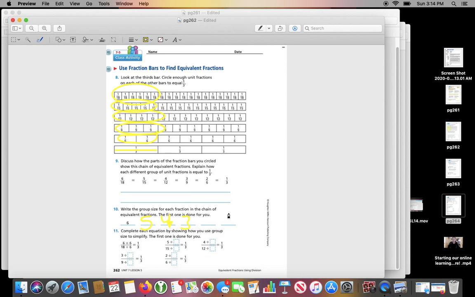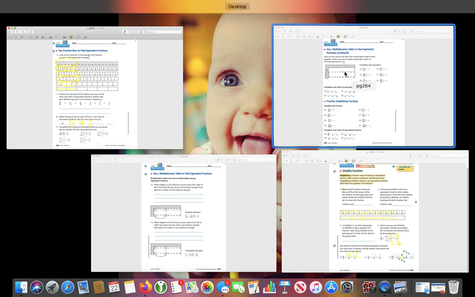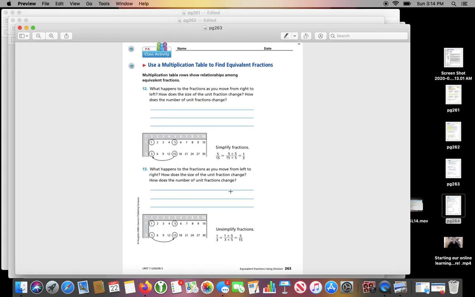Okay. And down here, you're going to complete each equation by showing how you use group size. And they did the first one for you. So they're showing you how you divide. So again, you have to think, okay, if they went from 15 to 3, what did they divide by? Whatever you do to the bottom, you do to the top. If they went from 12 to 3, what did they divide by? Top and bottom is the same. Right? Look at page 263.